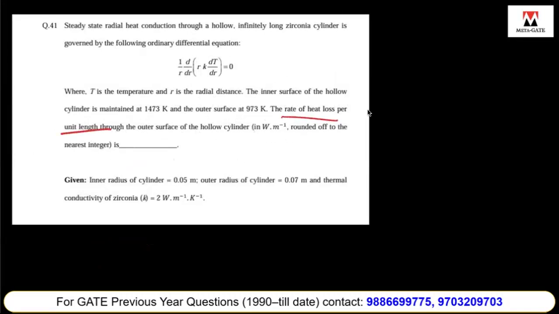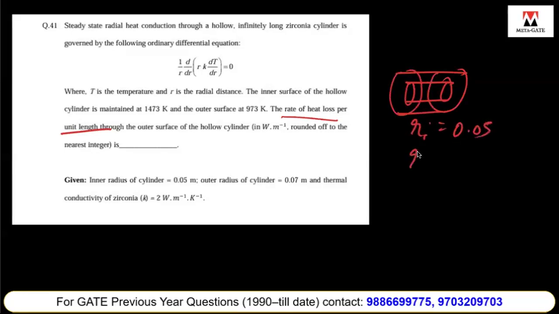So the inner radius of the cylinder is given as, so this is the hollow cylinder. So Ri is given as 0.05 and R outer is given as 0.07. K is given as 2, and the temperature T2 is given as 1473 and T1 is given as 973. So this is the differential equation which is given. Now we need to solve it.